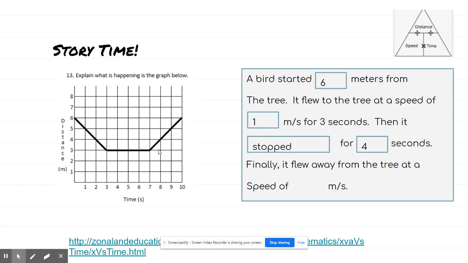Finally, it flew away at what speed? Okay, so we have to find our distance. So it went from 3 back to 6. So 3 to 6, 1, 2, 3 blocks. And then we need our time. So it started at 7 and went to 10. 1, 2, 3 blocks of time. So again, we have distance of 3 divided by time of 3. So it's 1 meter per second for the speed for that segment.